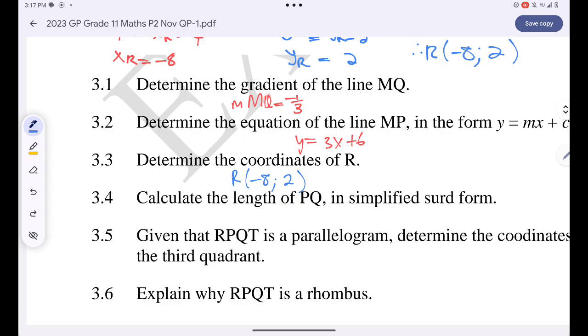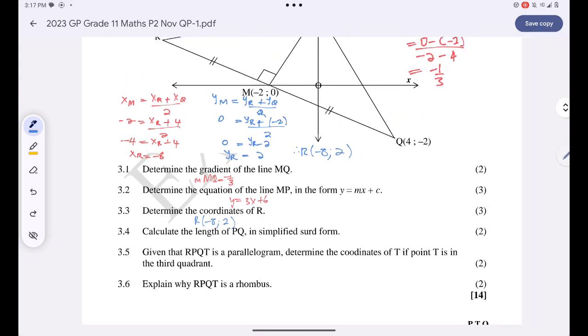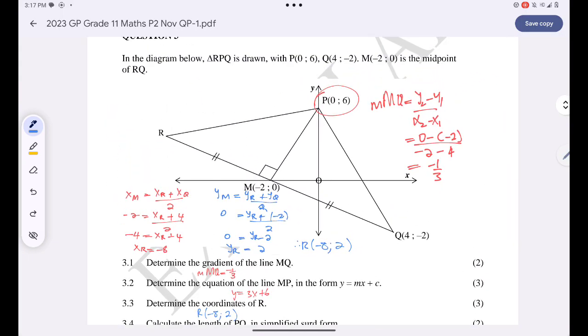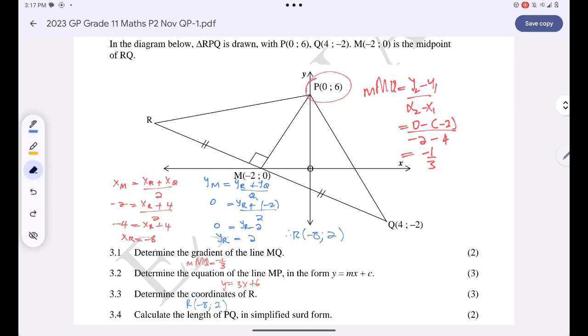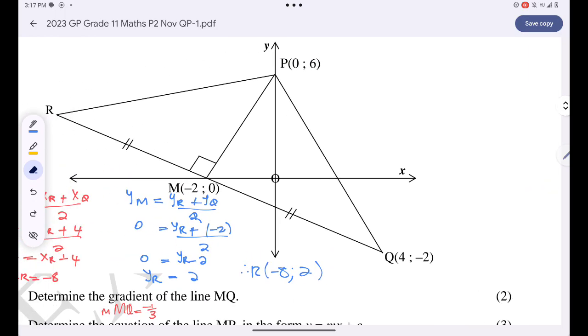Question 3.4, I'm supposed to calculate the length of PQ in simplified surd form. I do have the coordinates of P and Q. I can simply use my distance formula to find the length of line PQ.